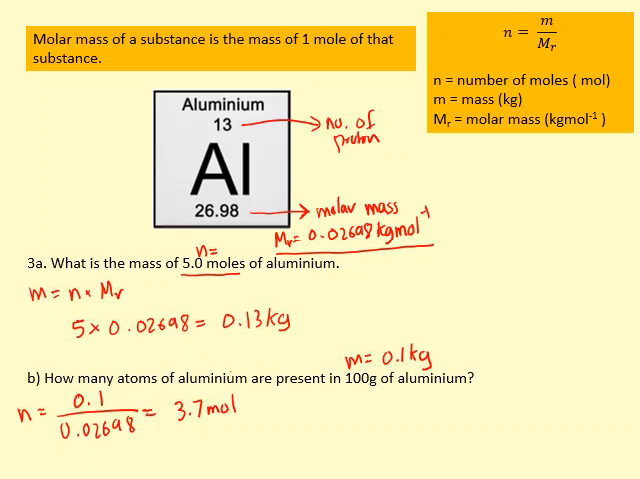But I want to find out how many atoms there are inside this. And we know that each mole is 6.022 times 10 to the 23. So altogether we have 2.23 times 10 to the 24 atoms of aluminium in 100 grams of aluminium.